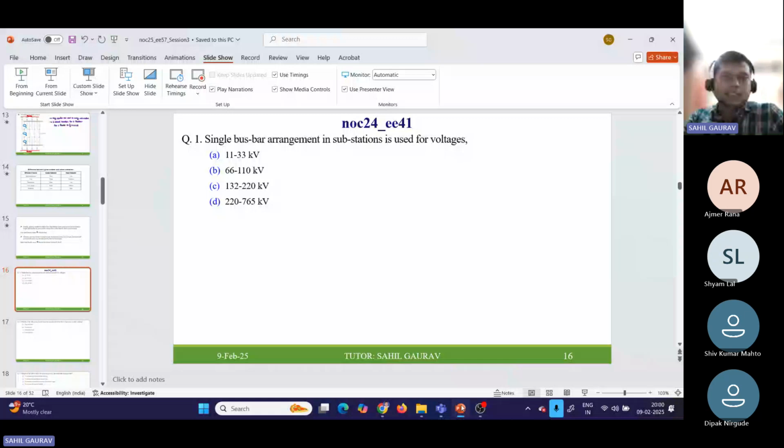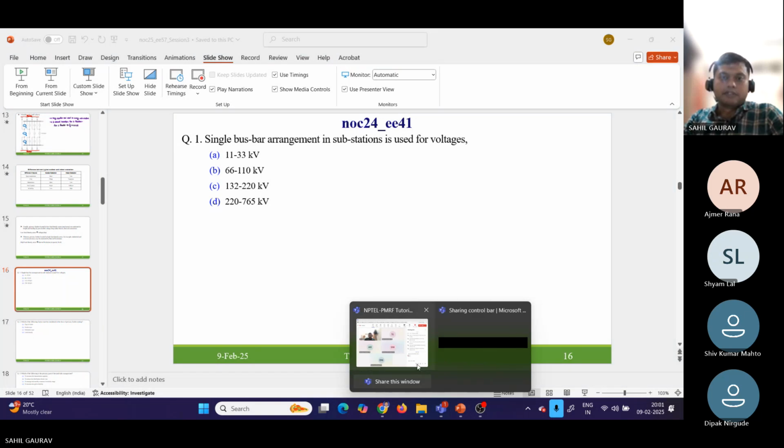So the first question: a single bus bar arrangement in a substation is used for which voltages? The options are 11 to 33 kV, 66 to 110 kV, 132 to 220 kV, 222 to 765 kV. Anyone can write the answer in the chat box. Yes, Syam, good. The first one is correct.